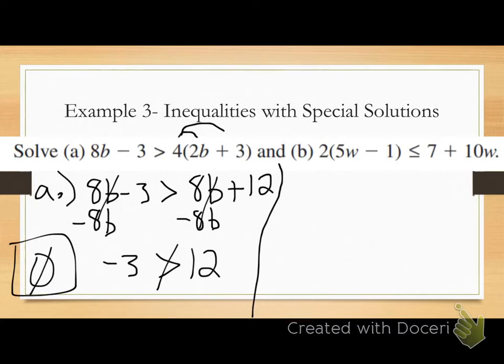2 times 5w minus 1 is less than or equal to 7 plus 10w. What do I need to do here? Distribute on the left. I can simplify the left-hand side by using the distributive property. 2 times 5w is 10w. 2 times negative 1 is negative 2. Can I do any simplifying on the right-hand side? No, it just stays as 7 plus 10w for right now. Questions there?